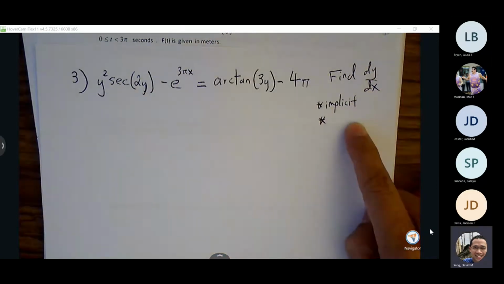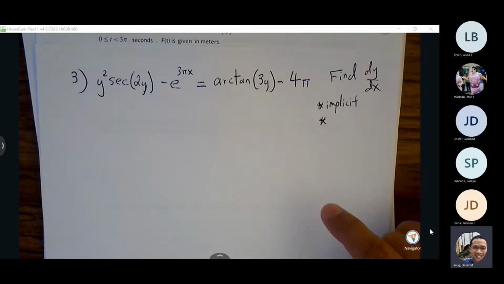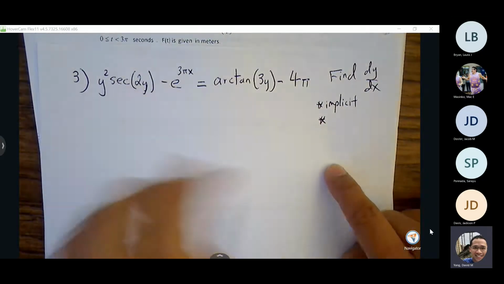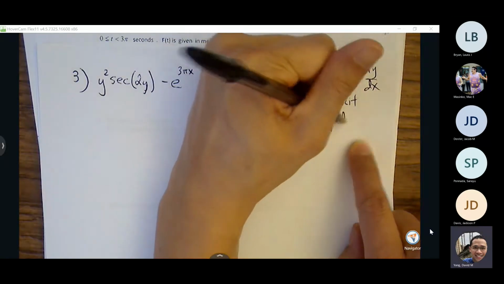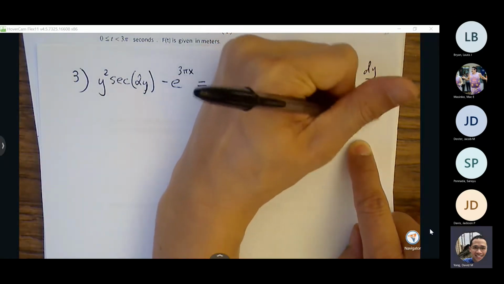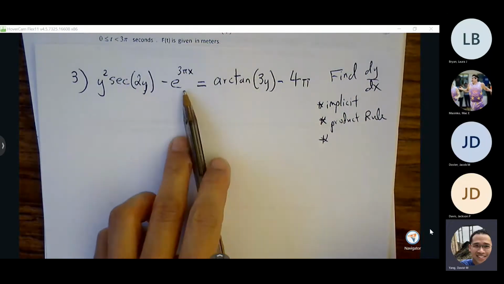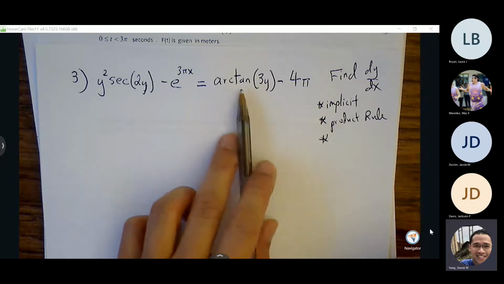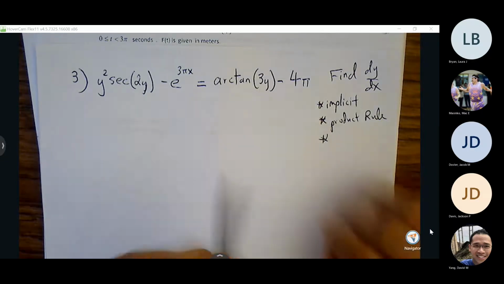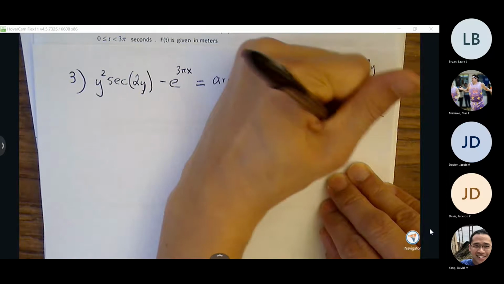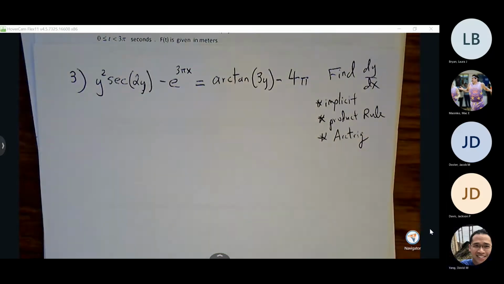So there's implicit differentiation because you have y's all over the place. What else do you see? Product rule, right? Just with this. Okay. Obviously, we have a trig derivative. We have derivative for e to the u, and then arc trig as well, right? Okay, spend a minute there. Try that.